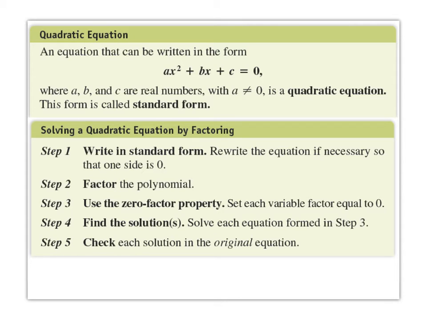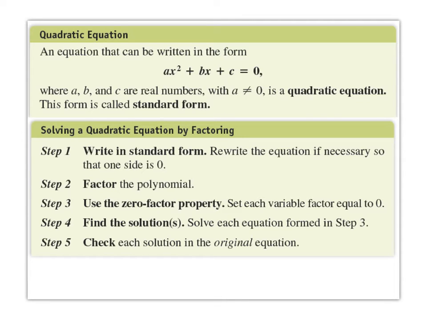To solve a quadratic equation by factoring, we follow the following 5 steps. Step number 1, write in standard form. Rewrite the equation if necessary so that one side is 0. Step number 2 is to factor the polynomial. In our previous sections, we've practiced the factoring part. We're adding an additional step here by solving an equation using the zero factor property, which is step number 3.